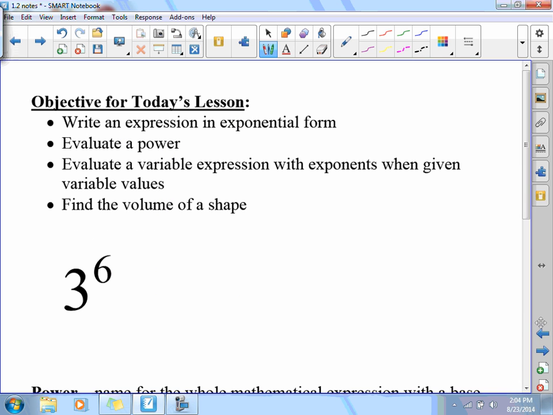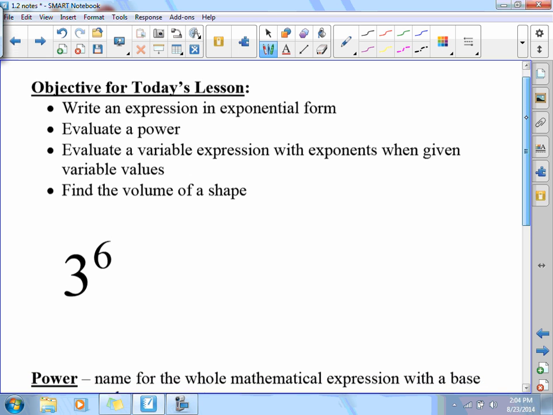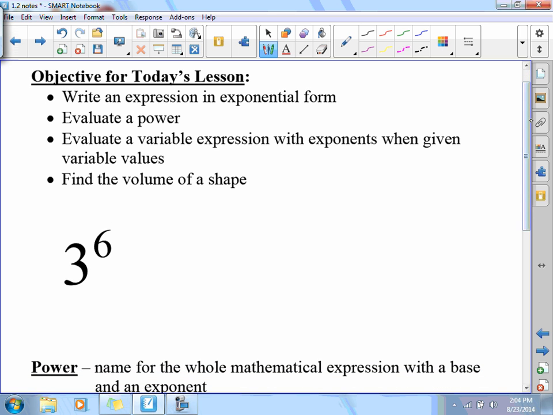So our objectives are to write an expression in exponential form, which is what we just did. We're going to evaluate the power. We're going to evaluate a variable expression when the value of the exponent is given to us. And then we're going to find the volume of a shape.